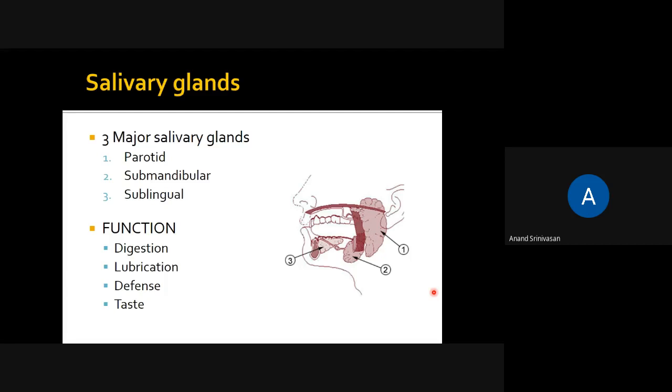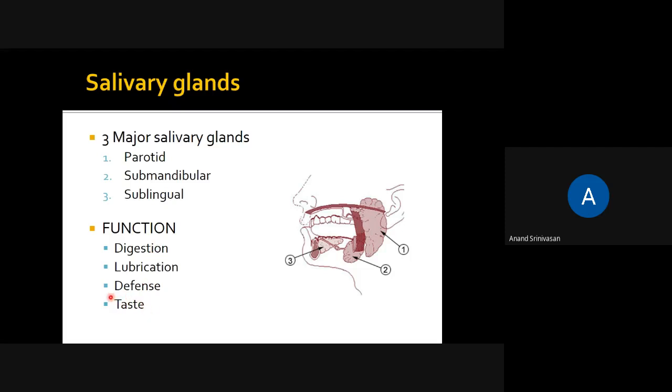Coming to the next topic, the salivary glands in the oral cavity. There are three major salivary glands: the parotid gland, the submandibular gland, and the sublingual gland. The salivary glands secrete saliva. Why is saliva so important? Because saliva helps in lubrication. It also helps in destroying some of the bacteria and germs, because the food might contain germs, so it helps in defense, in digestion, and also in taste.